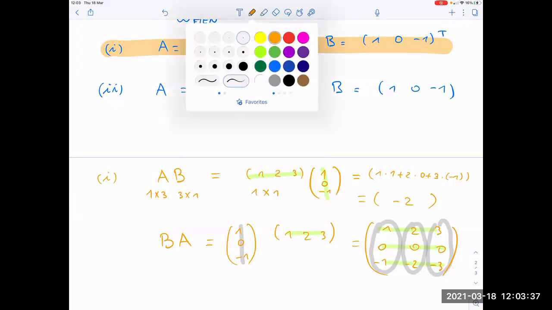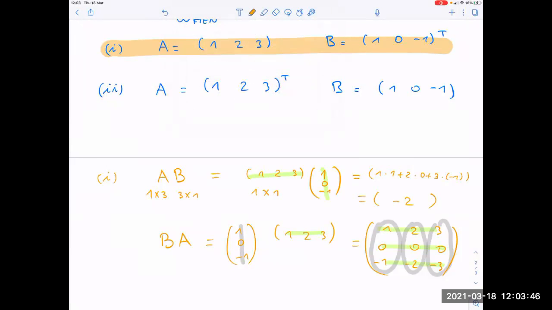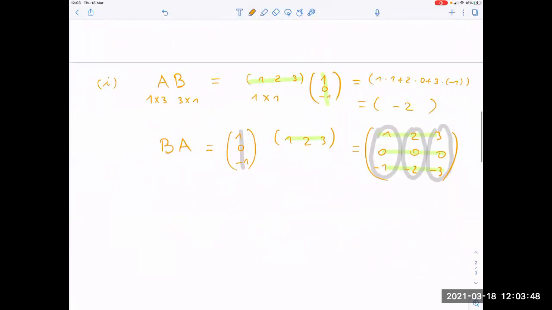And now let's say I want to compute with transposes. This is an extra thing we want to have a look at. What is going to be (AB) transpose? Well, this is easy. This is just minus 2 transpose, so it's just minus 2. Nothing is going to change.